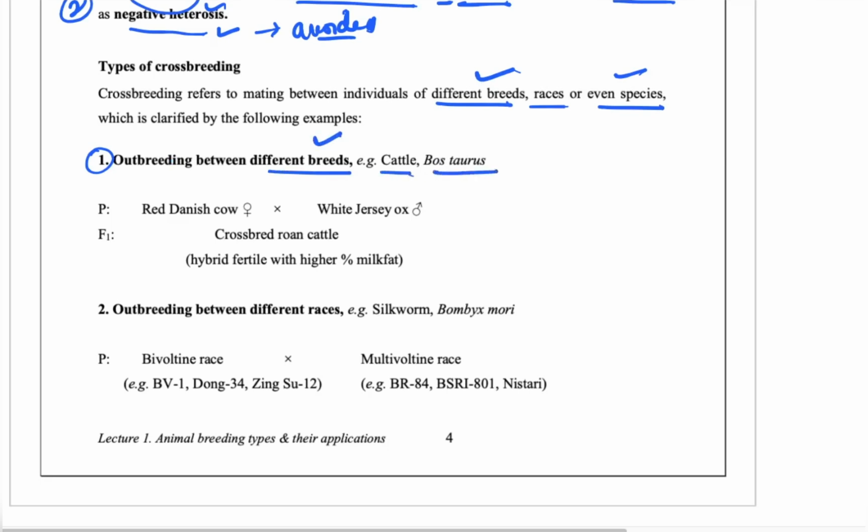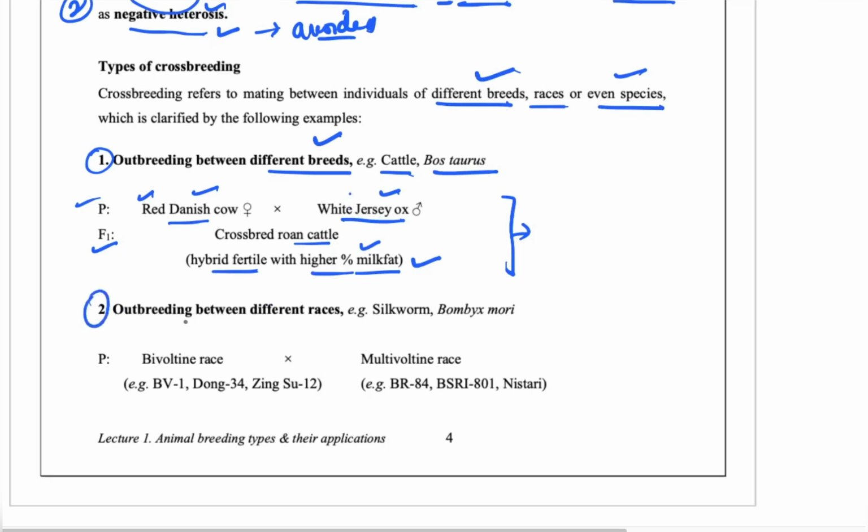तो cattle Bos taurus जो है इसकी बात कर रहे हैं हम. So the parent is red Danish cow and this is female. The male is white Jersey ox, right? So breeds are different. So when you get the F1, it is the crossbred roan cattle and this is a hybrid, fertile, with higher percentage milk fat. So basically they have this thing in mind that when we are going to cross these two, the progeny will be having a higher, increased percentage of milk fat, right? So outbreeding is different breeds. This is breed red Danish and this is white Jersey breed.